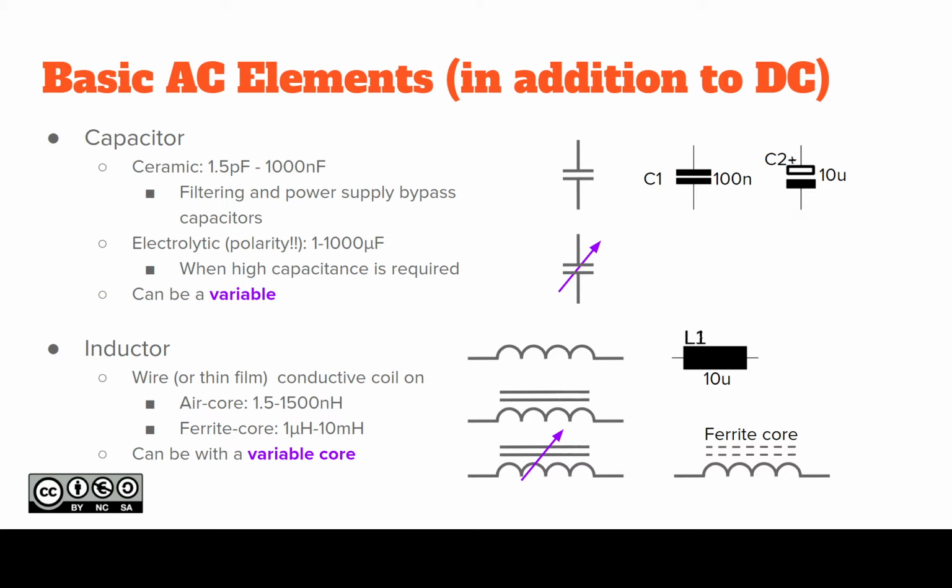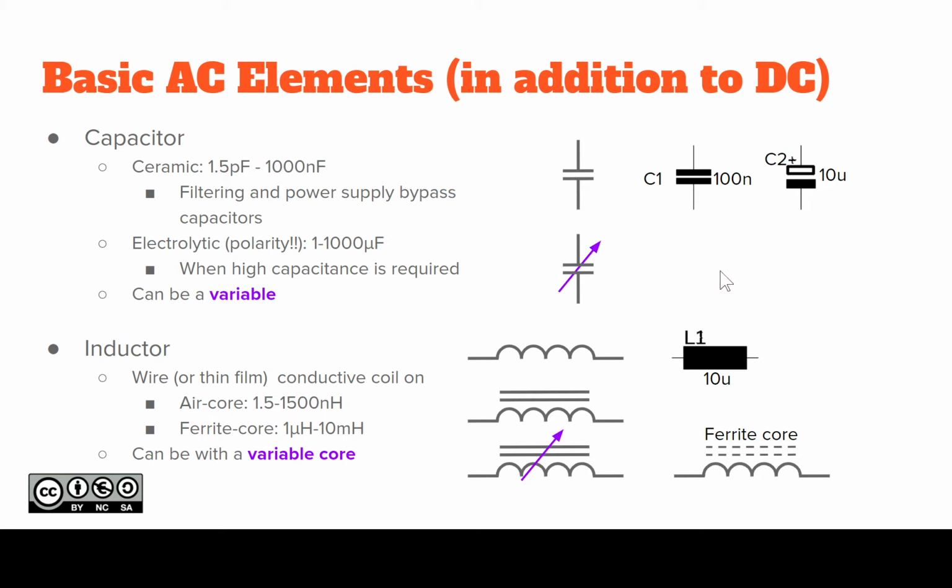And as a curiosity, the capacitor can also be a variable kind. So you can turn and tune a capacitor to just what you want it to be. This is used, for example, in radio frequency tuning circuits.